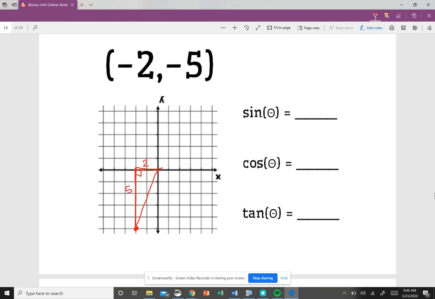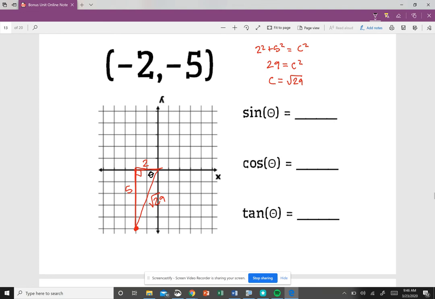This is 5 long. So we would do 2 squared plus 5 squared equals c squared. So this would be 4 plus 25. So this is 29 equals c squared. So then c equals square root of 29. Perfect. All right. So then this is the square root of 29. Remember that this is theta right here, that angle right there.